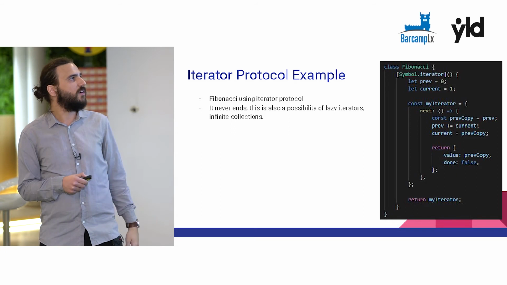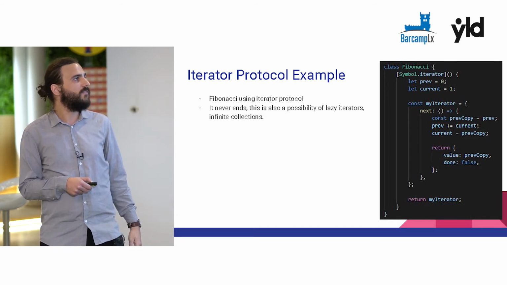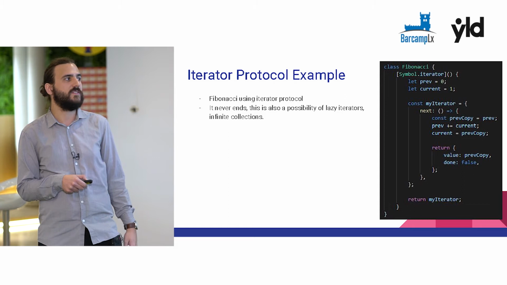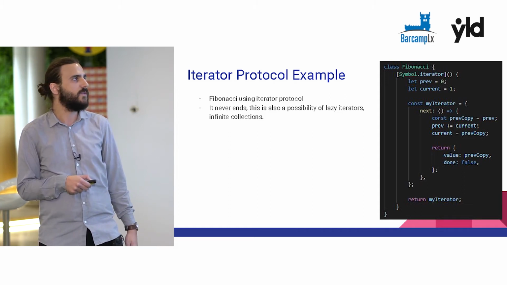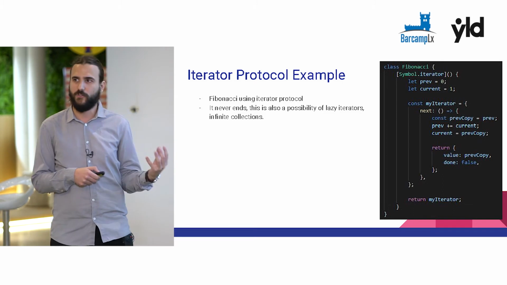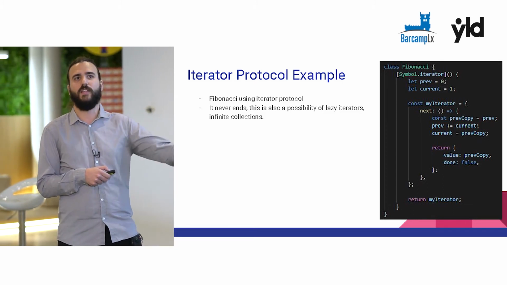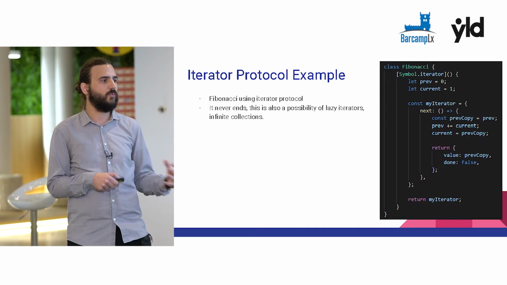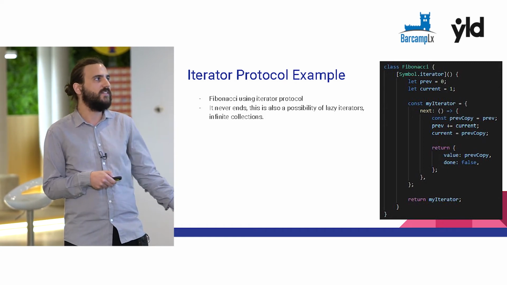This is a simple implementation of the iterator protocol using a Fibonacci sequence. You can see here that you have this object, which is your iterator, and it has a function called next, and it returns the object with the value and done properties. So here is where you advance. When you call the next function, you advance to the next value, and here you show the next value. And as this is a Fibonacci sequence, it never ends, so done is always false. This is also a really nice thing that you can do with lazy iterators. You can have infinite collections. So let's say you wanted a collection with all prime numbers, you could use a lazy iterator.